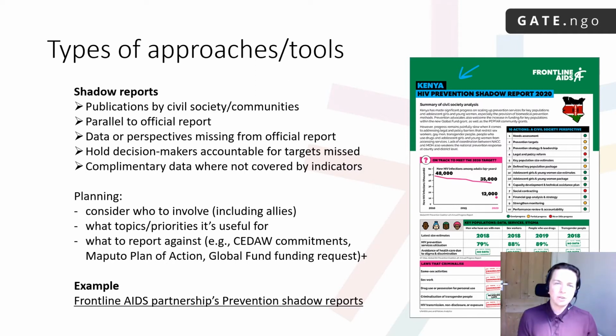And in planning to use this as an approach, it's important to consider who to involve in the process, including allies can be quite helpful. Deciding what topics or priorities it could be useful for, and what you want to report against, for instance, which global commitments, or are you looking at the level of a particular grant or program?